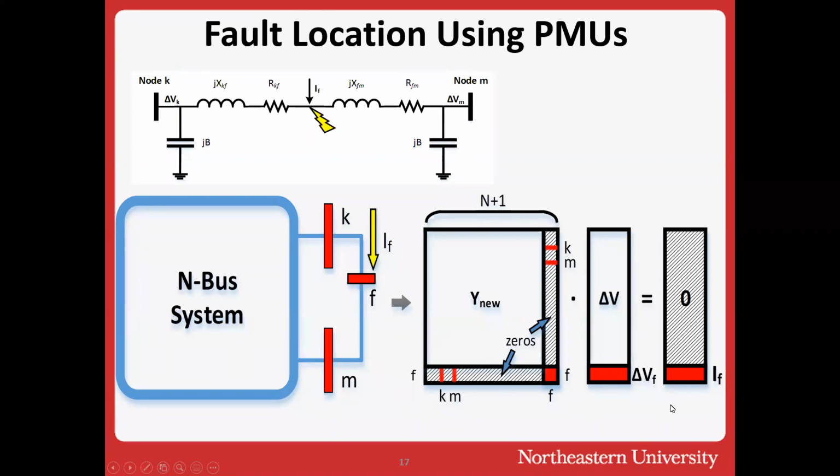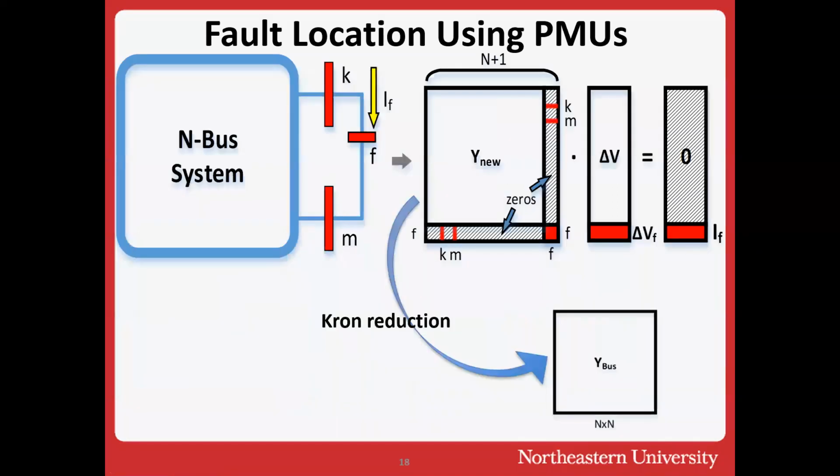So this incremental equation will look a little bit different than the previous equation, but not a whole lot. But the nice thing is the right-hand side now is completely empty other than this single unknown but non-zero entry. Now, if we go further and look at this equation, since I'm not necessarily interested in what's happening at point F, I can reduce this matrix by applying Kron reduction.